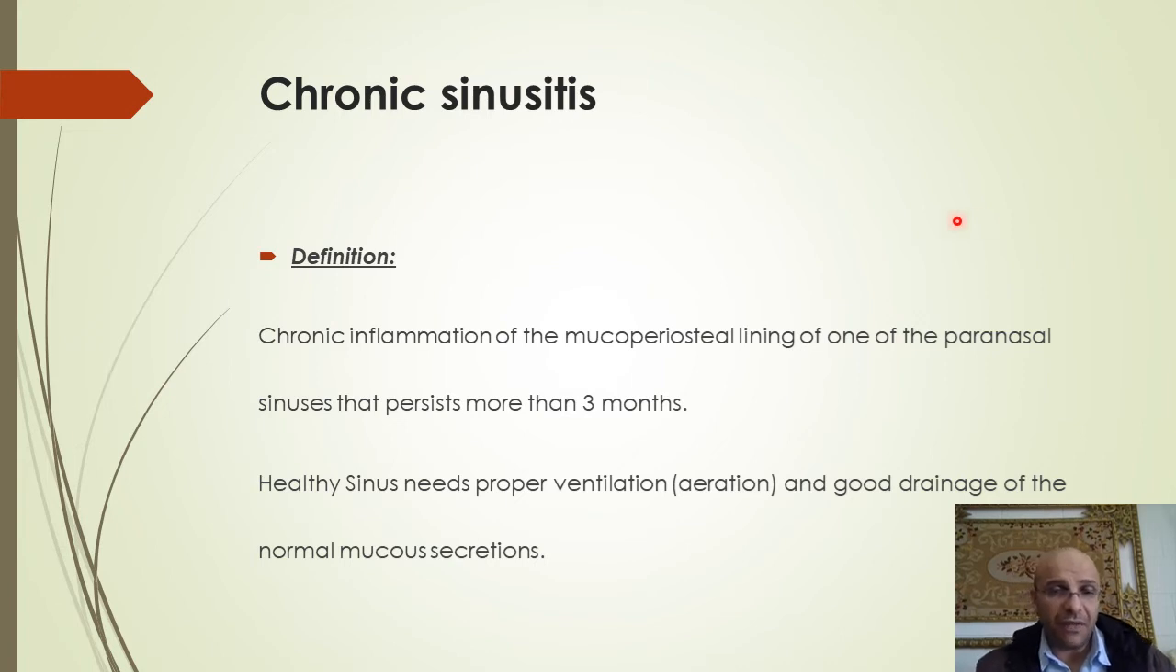Chronic sinusitis: chronic inflammation of the mucoperiosteal lining of one or more paranasal sinuses that persists more than 3 months. We consider it acute up to 4 weeks or 1 month. Any infection or symptom persistence of more than 3 months is chronic. If the patient is in between, we call it subacute sinusitis. A healthy sinus needs proper ventilation, aeration and good drainage for normal mucus secretion.